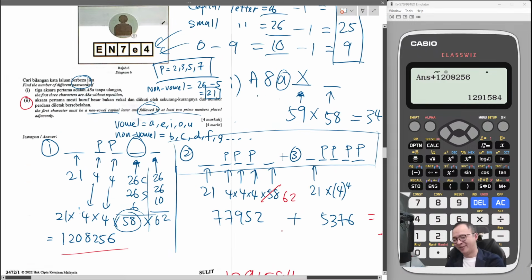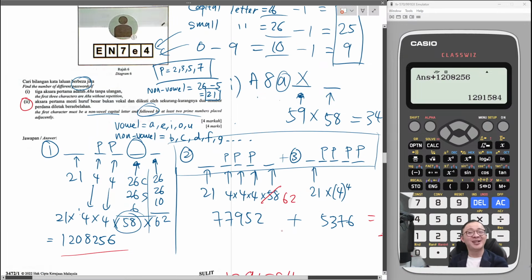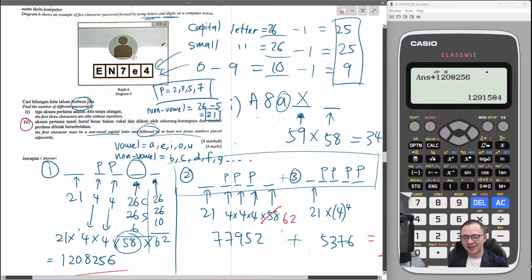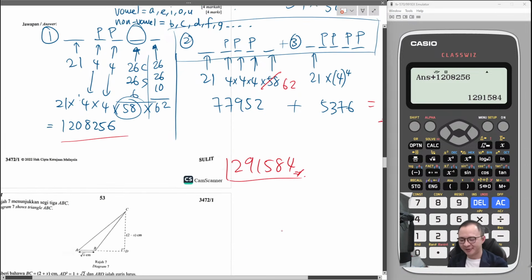Alright, so 4 marks. And I believe maybe this one is 3 or 2 marks only. Not really getting 4 marks. Your 4 marks is 1 and 2. So it's actually a lot of work for this kind of question. Crazy.